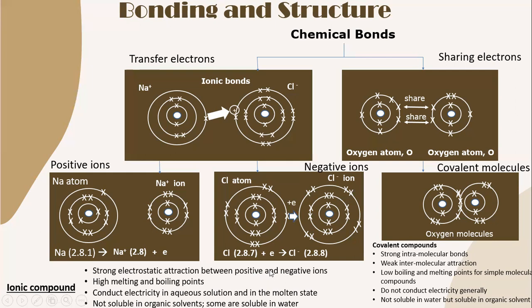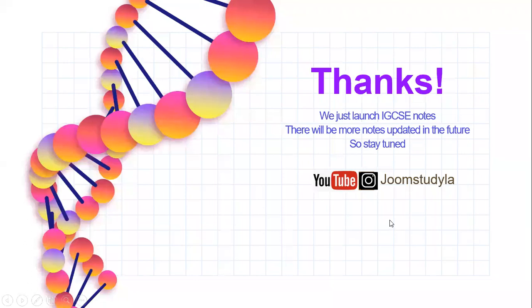Whereas in the sharing of electrons, a covalent compound will be formed. So the properties of covalent compounds are they have a strong intramolecular bond, weak intermolecular attraction, low boiling and melting points for simple molecular compounds, and do not conduct electricity generally, not soluble in water but soluble in organic solvent.